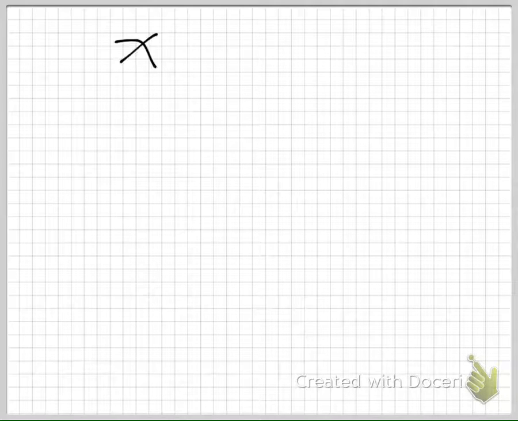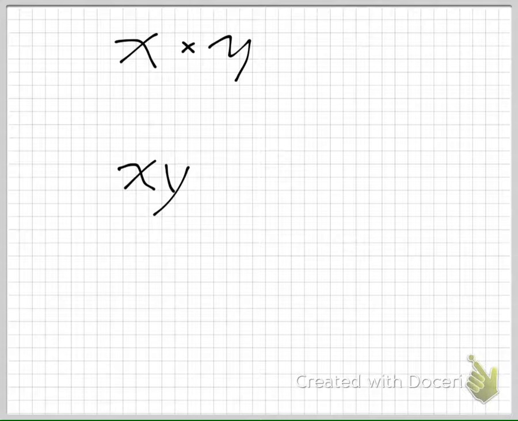Instead of going X times Y, which looks like XXY, what's one way? I put the Y right next to the X. Absolutely. That is very common, to go XY. In algebra, whenever two things are literally touching, it means multiply, right? So XY means X times Y.